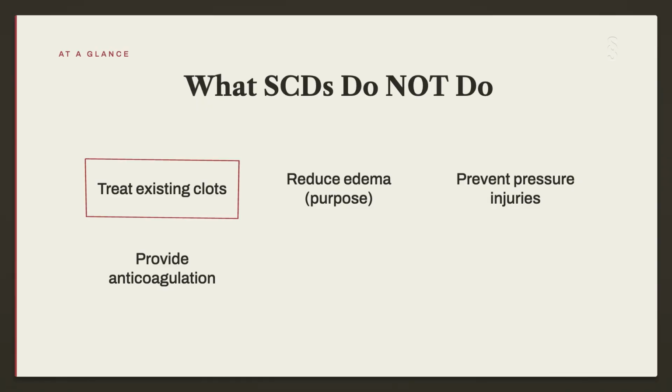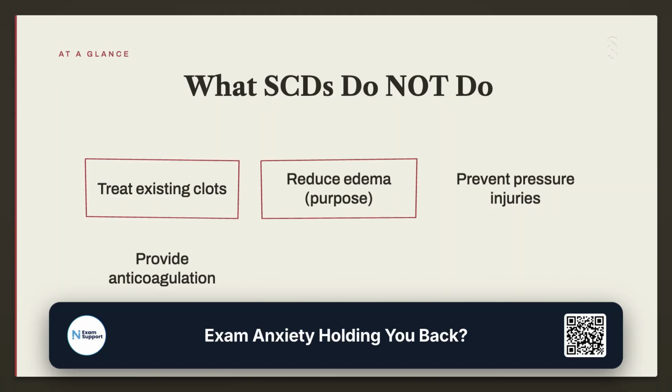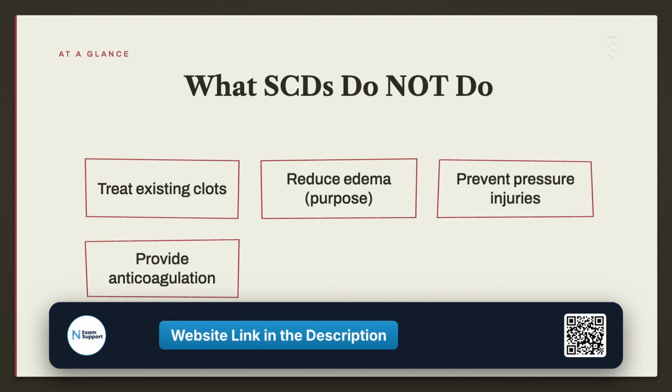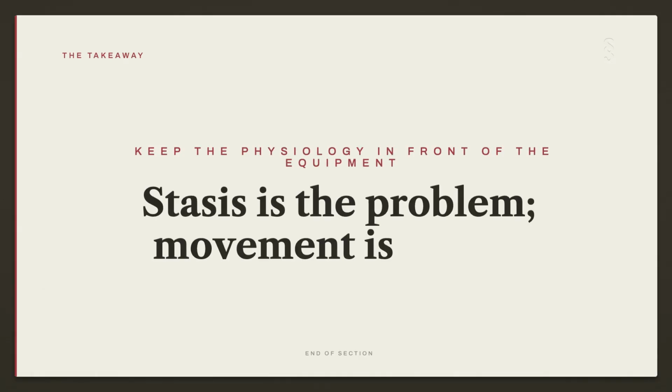Exam writers test what these devices are not. They do not treat an existing clot and may dislodge one if applied over a suspected DVT. They do not exist to reduce edema. They do not prevent pressure injuries, and they provide no anticoagulant effect. The underlying problem is always stasis from a missing calf pump, and the device's job is simply to keep that venous blood moving back toward the heart.